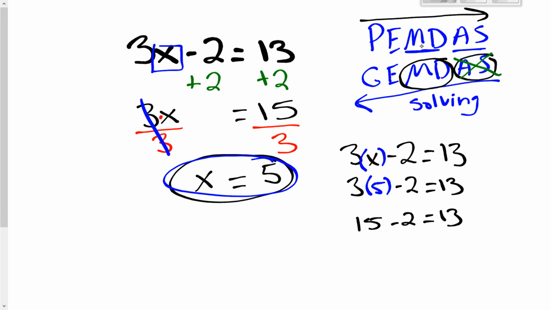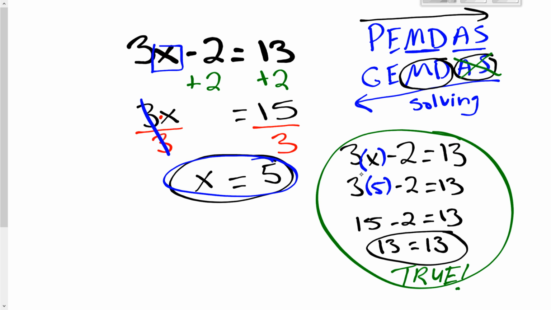All done with my multiplication and division. Going to move on to addition and subtraction now. 15 minus 2 is 13. Ask yourself this. Does 13 really equal 13? Yes, that's true. So this right here just proves that this work is correct and that x does indeed equal 5.